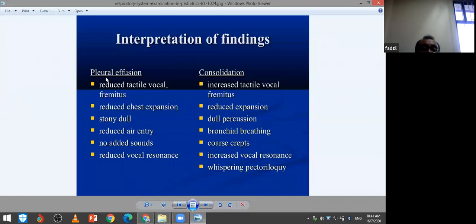Pleural effusion: reduced tactile vocal fremitus, reduced chest expansion, stony dull percussion, reduced air entry, no added sounds, reduced vocal resonance. Consolidation: increased tactile vocal fremitus, reduced expansion, dull percussion, bronchial breathing, coarse crepitations, increased vocal resonance, whispering pectoriloquy. This is consolidation.